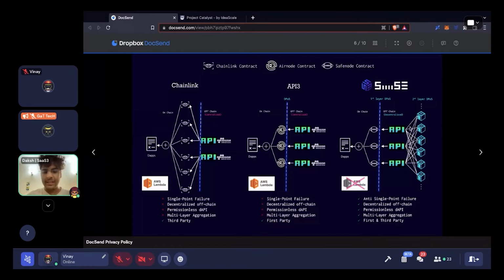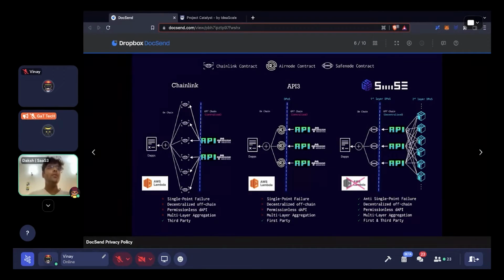Again, permissionless decentralized APIs, multi-layer aggregation. So even after this second layer, we do a zero knowledge check proof, and then it's a first and third party. So we do two aggregations over here. One aggregation is based on the API level, and then one aggregation is based on the smart contract level.